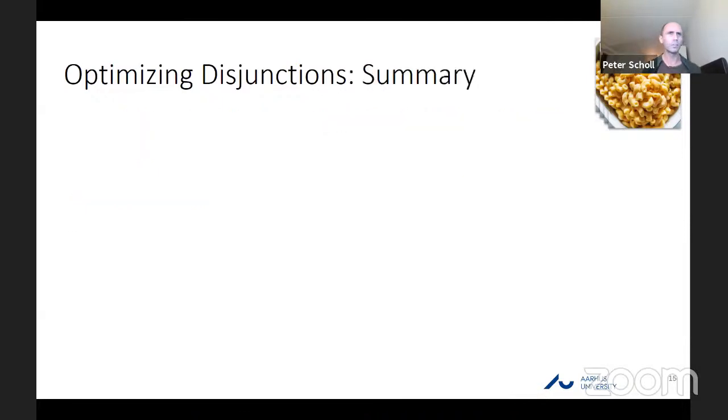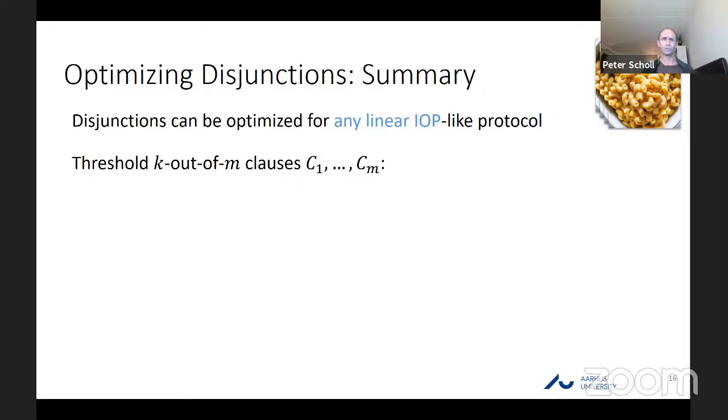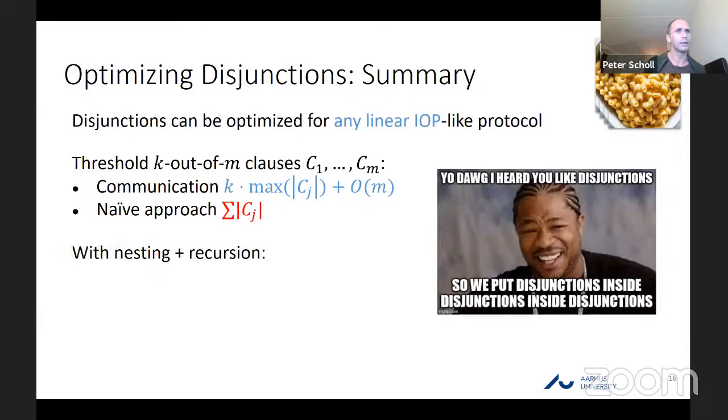So quickly summarizing what we get here is that we can optimize disjunctions for a large class of commit and prove type protocols, which can be formalized using linear interactive oracle proofs. We can also extend this to threshold disjunctions, so k out of m clauses, similar to the previous talk. And we can also support nesting of disjunctions within disjunctions and do this recursively, which actually reduces the linear in the number of branches overhead to just be logarithmic.